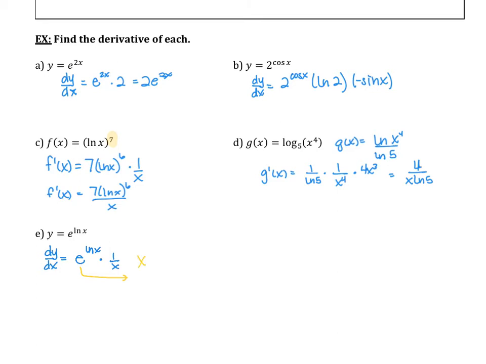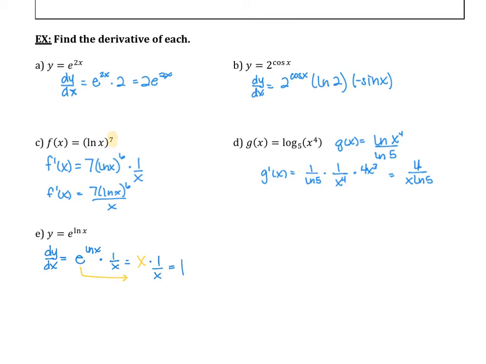Let's call that x. So e to the natural log of x is just x. So then you have x times 1 over x, and x times 1 over x is just 1. So eventually you have to recognize that e to the natural log of x is just x. We could have done that in the beginning.